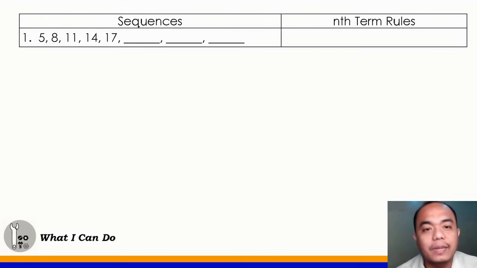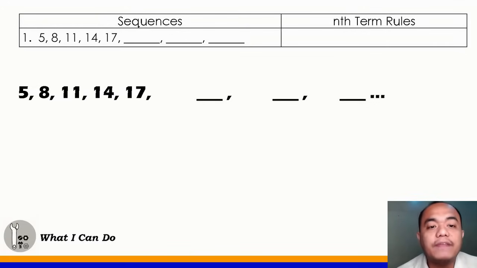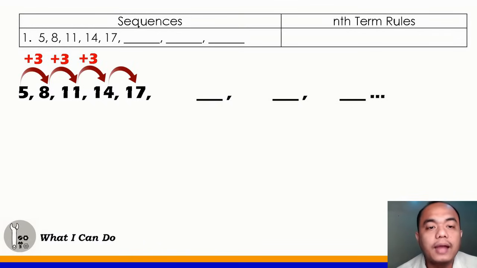Sige, baliktarin na naman natin, no? Pwede rin naman nating unang hanapin yung sequence bago yung mga nth term rules. Sige, baliktarin naman natin yung proseso. So we have 5, 8, 11, 14, and 17. As you notice, you have a pattern there. May plus 3 na pwedeng makuha. We can get the succeeding numbers by adding 3 to the preceding numbers. So expect that it would be 3 also in this missing number.